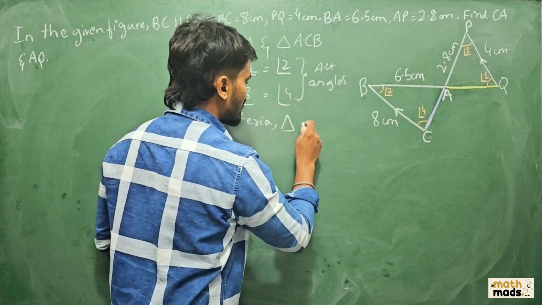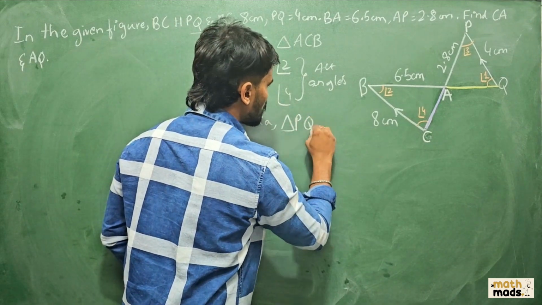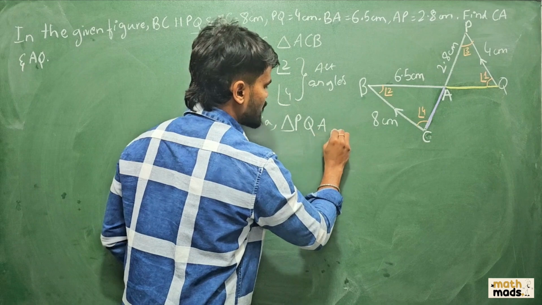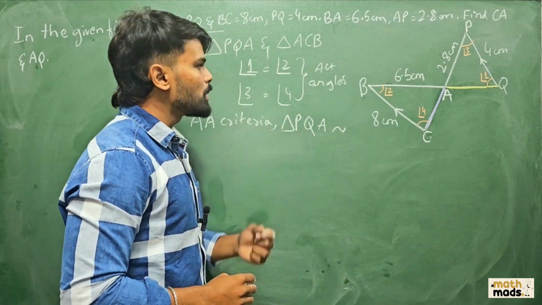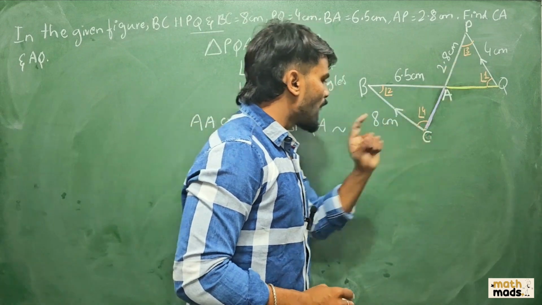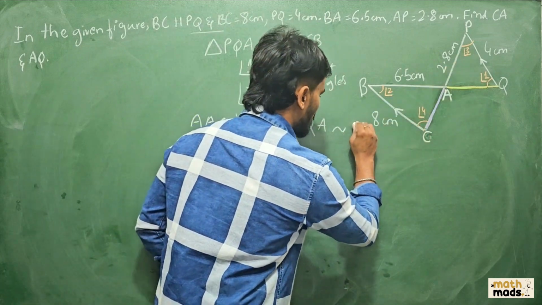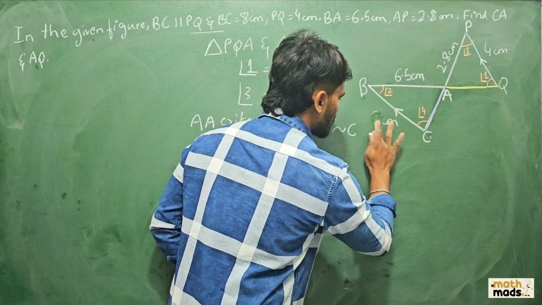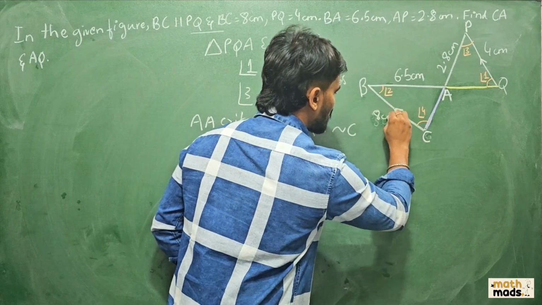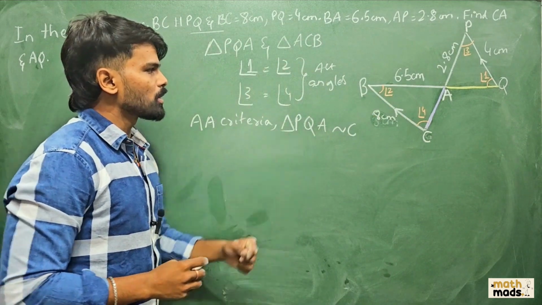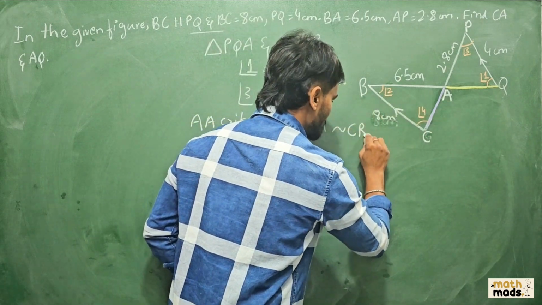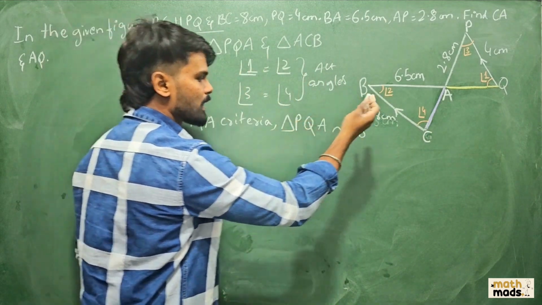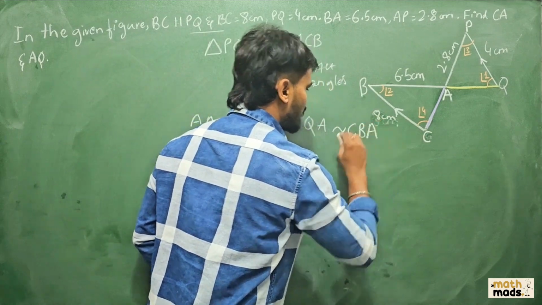Okay, by AA criteria, you have triangle PQA is similar to. Now, you have to follow the order. Which angle is angle P equal to? Angle P is equal to angle C. So we'll just write it here, angle C. I'll just make this a little bit small. Okay. Q is equal to which angle? Q is equal to B. So I'll write it. The remaining thing is A. So I'll just write A here.